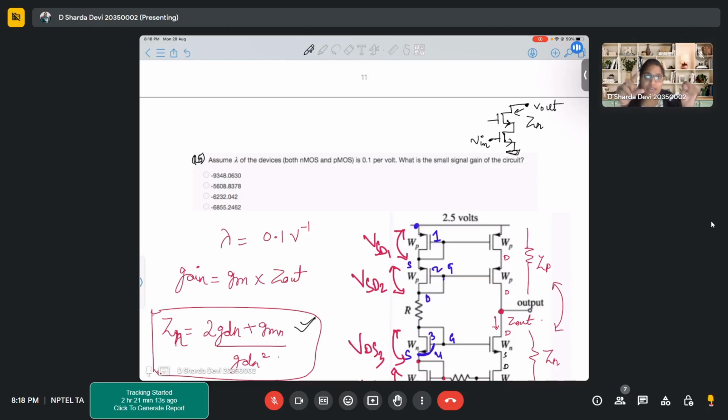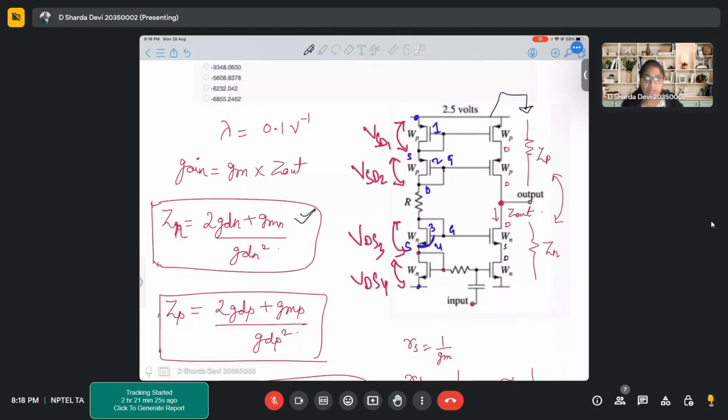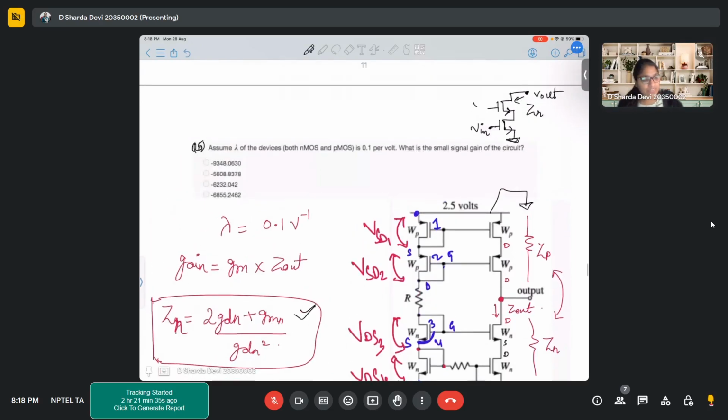And with respect to Vout, it will be Zn parallel to Zp. Why? Because this will also go to ground, and this is already grounded. So when there is a terminal between two grounds, they will appear as parallel, right? So try and solve this and make sure that the Zn that you get matches with this. Once you do that, it subconsciously stays in your mind.